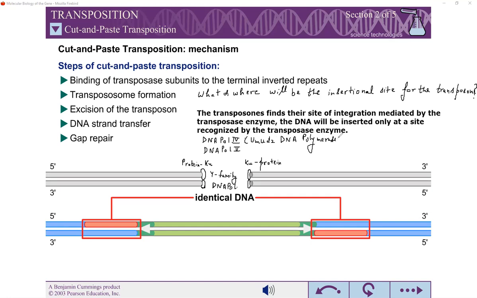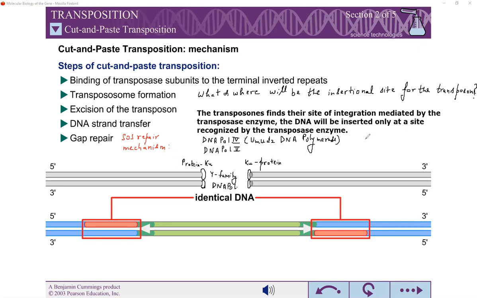To repair, we have a mechanism, and that is referred to as the SOS repair mechanism. This is the SOS repair mechanism which operates in the case of bacterial cells.